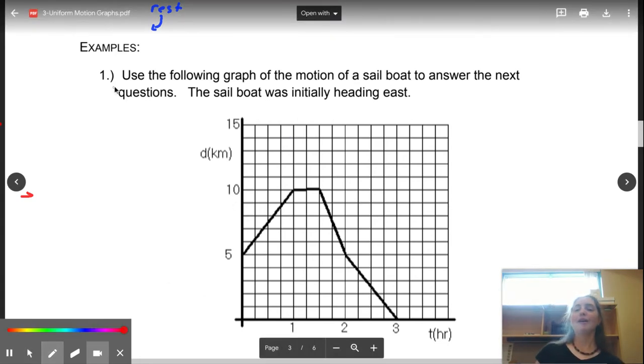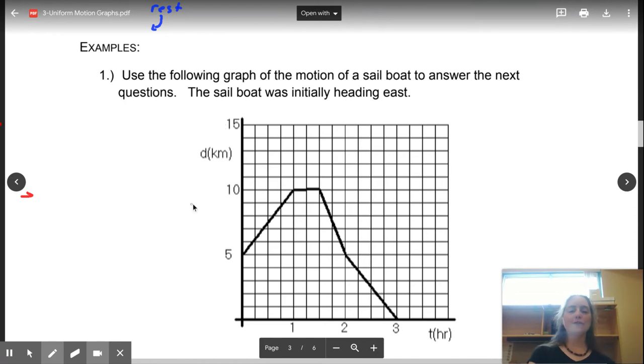So, use the following graph of the motion of a sailboat to answer the next questions. The sailboat is initially heading east. We have kilometers and we have hours. We're going to leave time and distance in the units they are, since they're in appropriate corresponding units, kilometers and hours. When you look at your notes, you'll see question A: which section of the graph shows the sailboat having the greatest speed? Now, remember, ladies and gentlemen, what does greatest speed mean? How would we know?